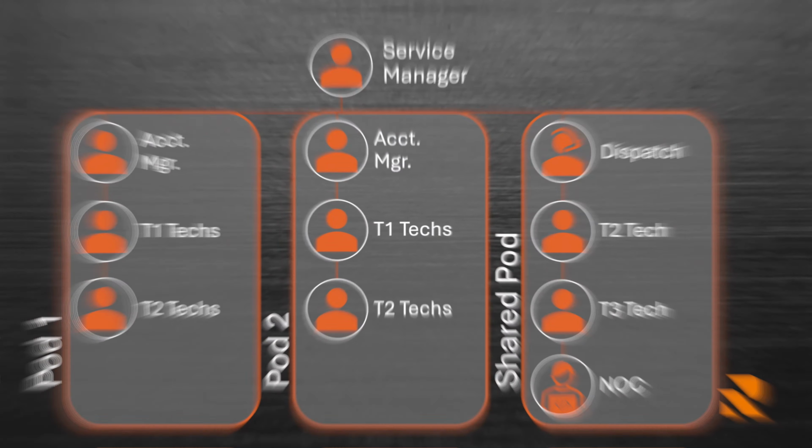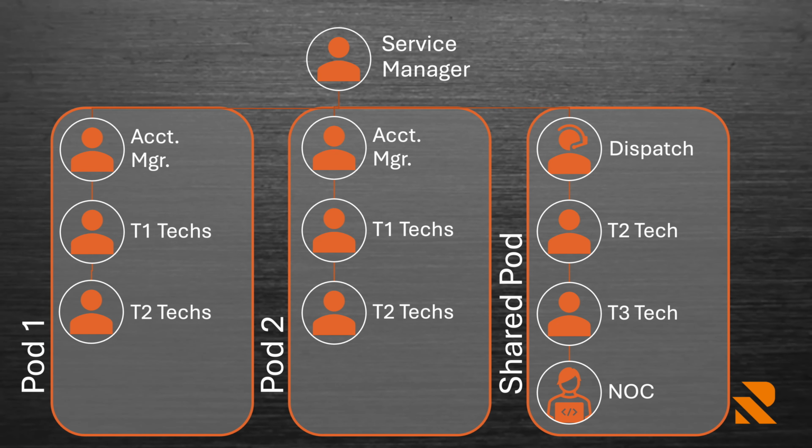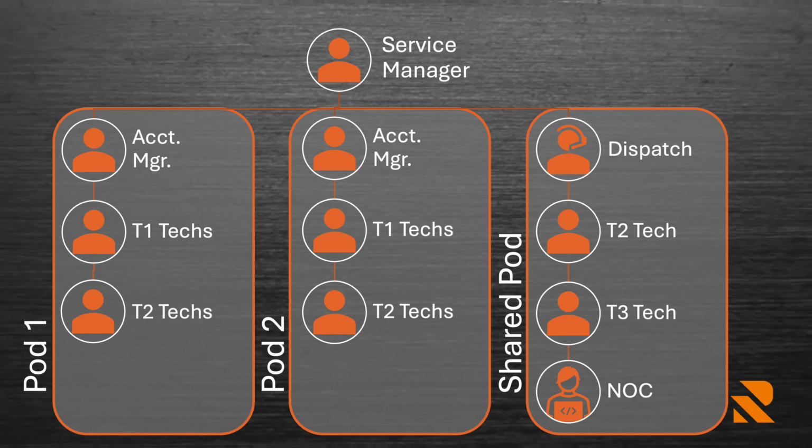So we decided to split into pods. We split into two main pods with a third, shared service pod. And that was how we started off. Each of our pods had one account manager assigned to it, one or two level ones and one or two level twos. It depended on the needs of the client. We had a third pod, which was a shared pod. That pod had our dispatcher in it, our shared level 2 and a shared level 3, along with our NOC teams. This setup worked out well for us for quite a while.